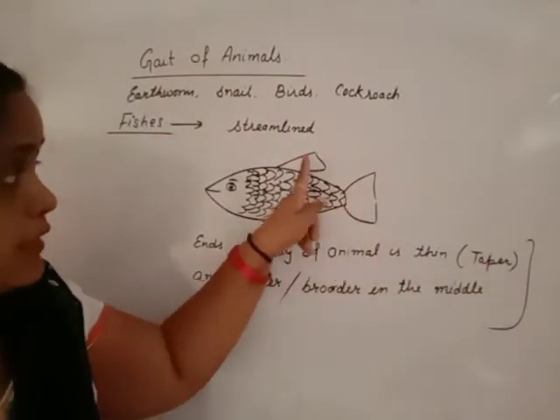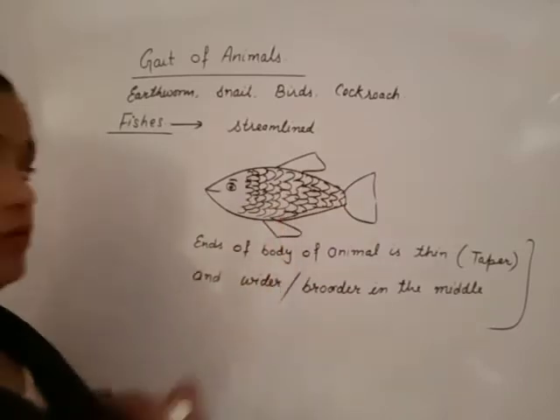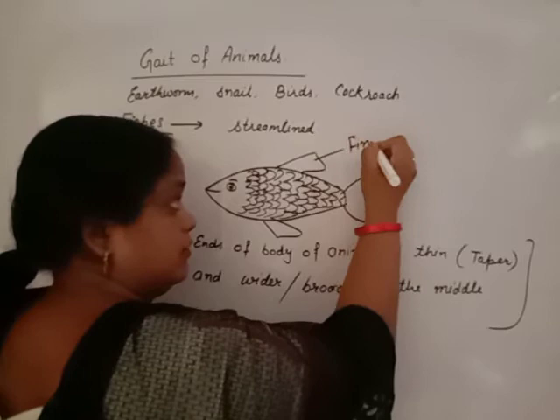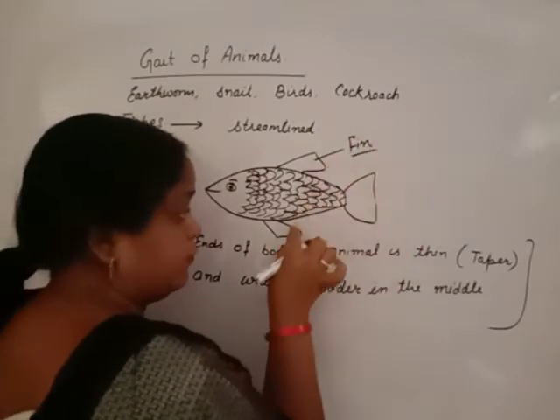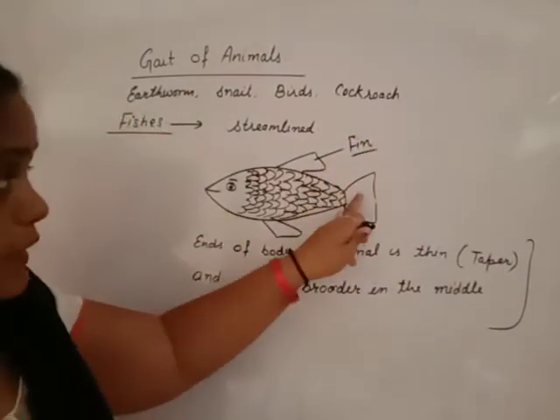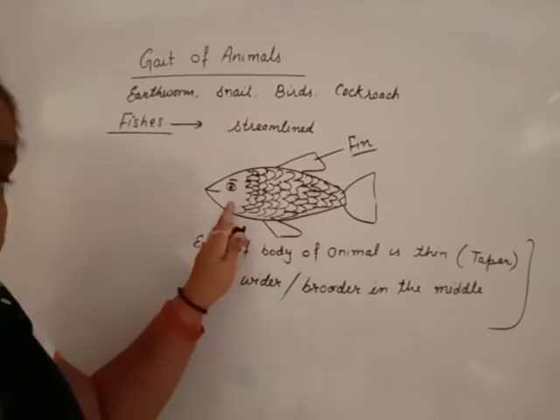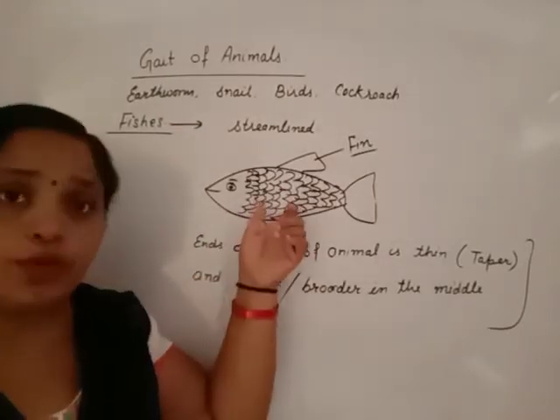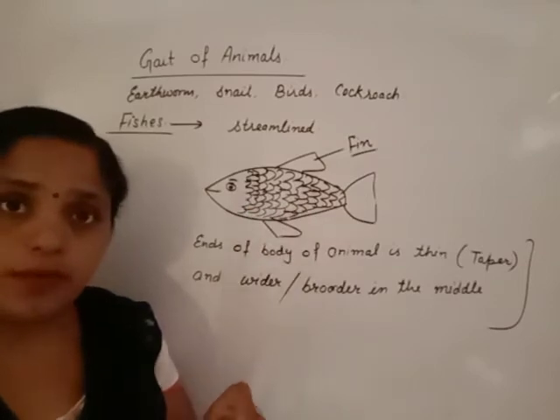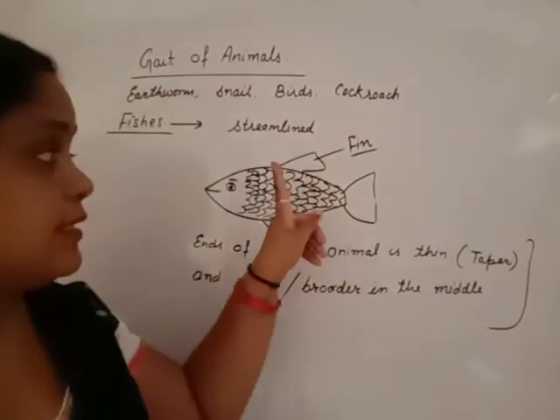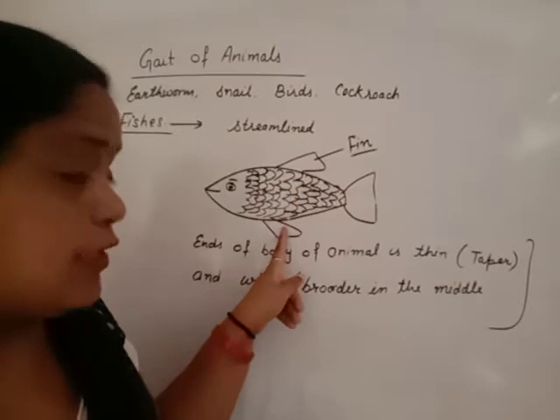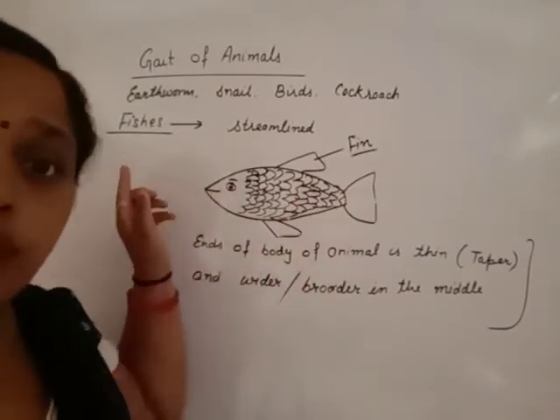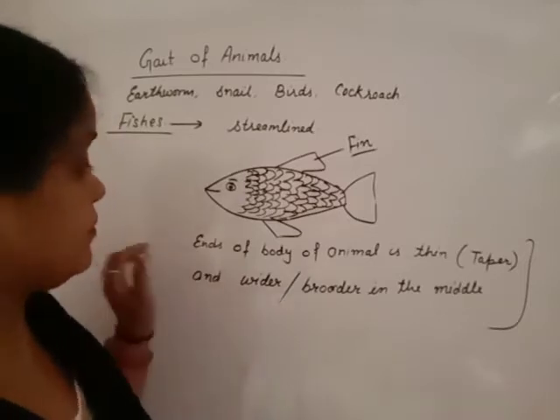And the wings of the fish are known as fins. Tail fin, side fin. These fins of the fish help to maintain the balance of the body during swimming, as well as give direction to the fish during swimming.